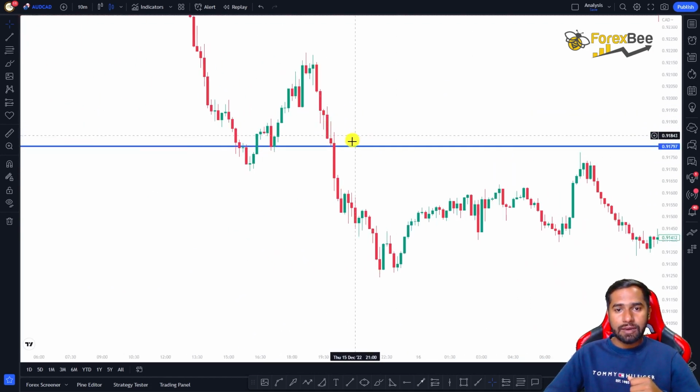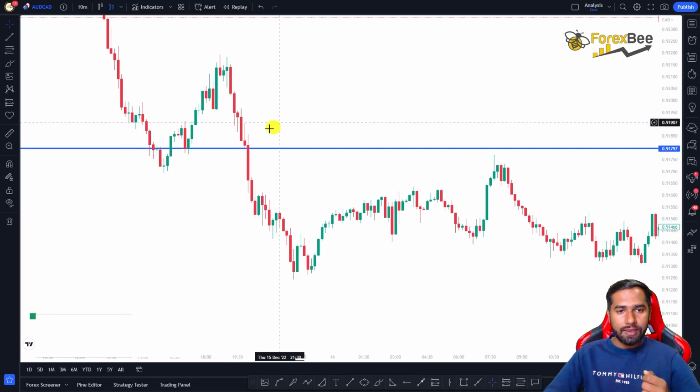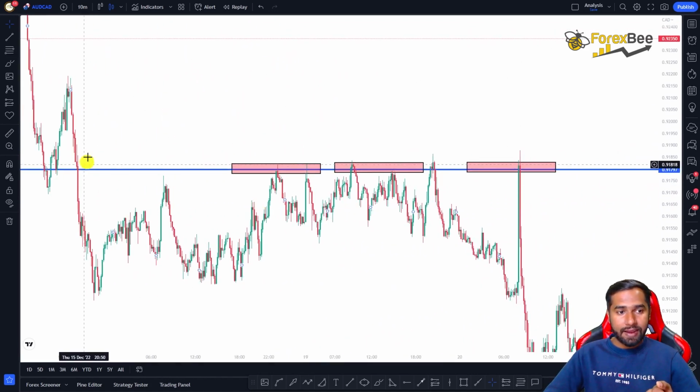So after detecting this SR flip level, we can go towards lower time frames to find any confluence that we can add. So in this case here, we can see the confluence of a base drop supply zone, and also this level is acting as a resistance for now.